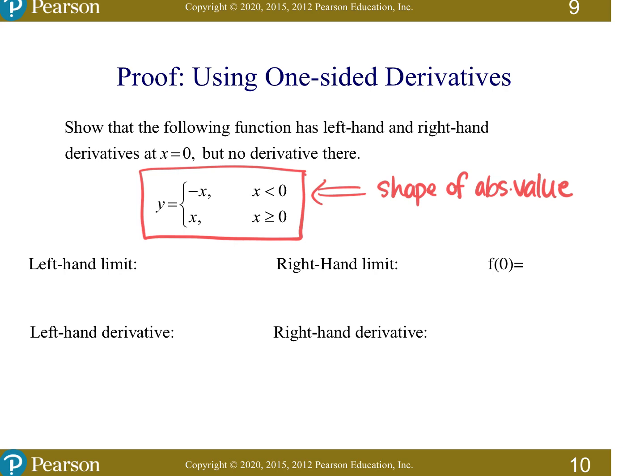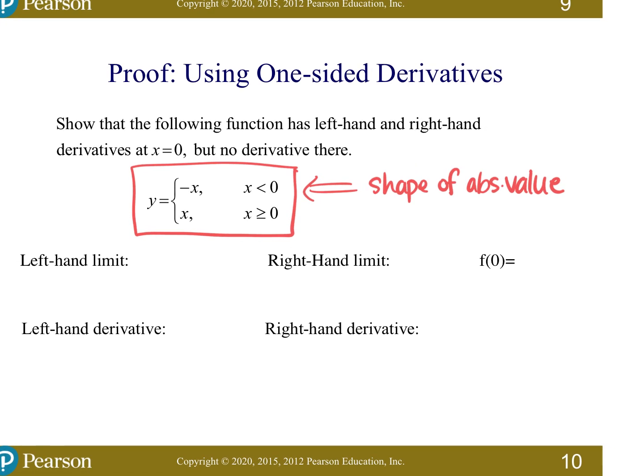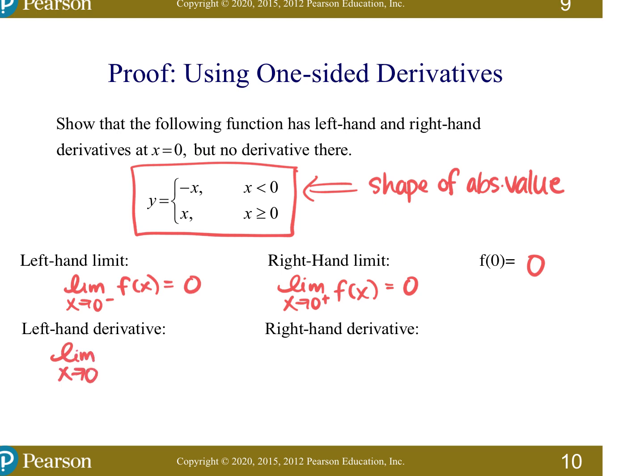So the left-hand limit, the limit as x approaches 0 from the left of f of x, is 0 because it's approaching the origin, and the limit on the right of f of x is also 0 because it's approaching the origin, and f of 0 is 0 because it meets at the origin. So that establishes continuity, but even though the absolute value is continuous, we can show that it's not differentiable by showing the derivative.